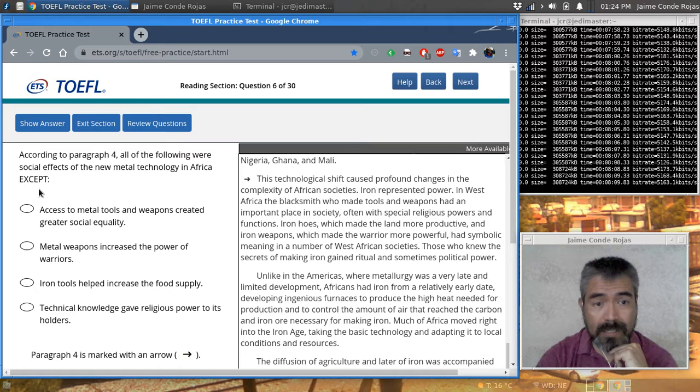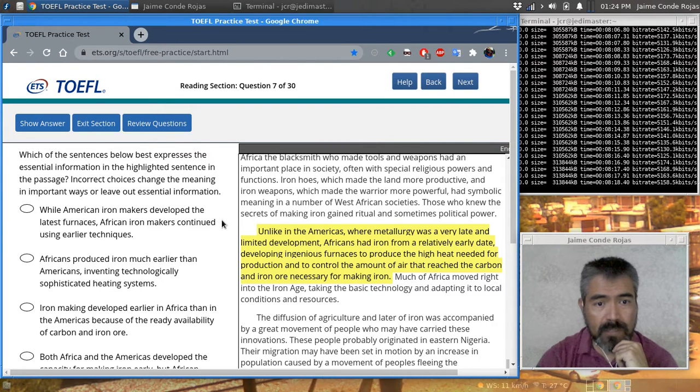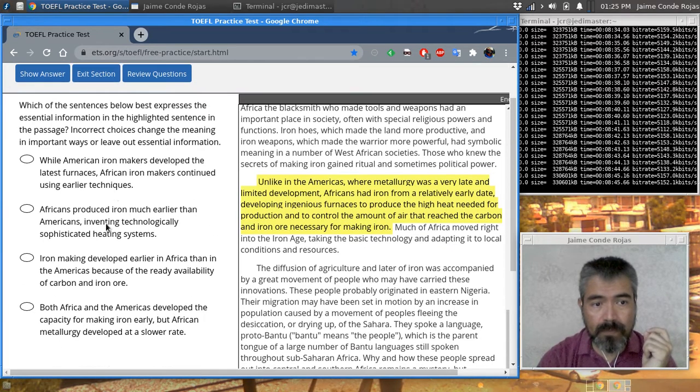Except there is one exception, so you have to check the correct answer. Another type of question: which of the sentences below best expresses the essential information in the highlighted sentence in the passage? Incorrect choices change the meaning in important ways or leave out essential information. Maybe this type of question can be more difficult because you have to understand the complete highlighted section and read the questions or the possible answers.